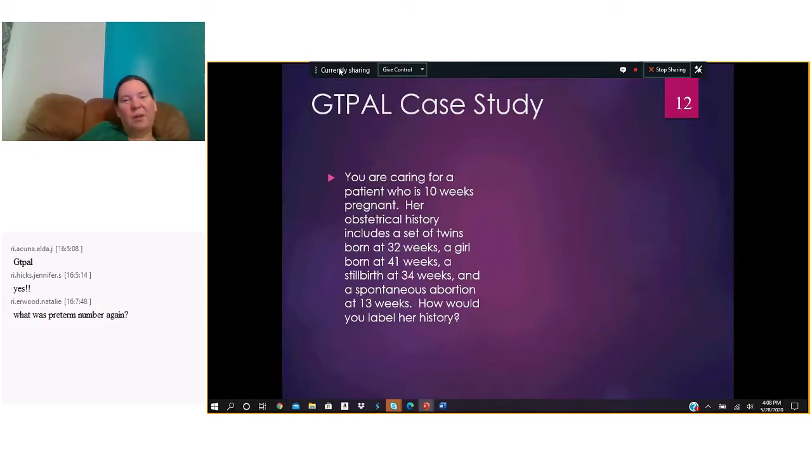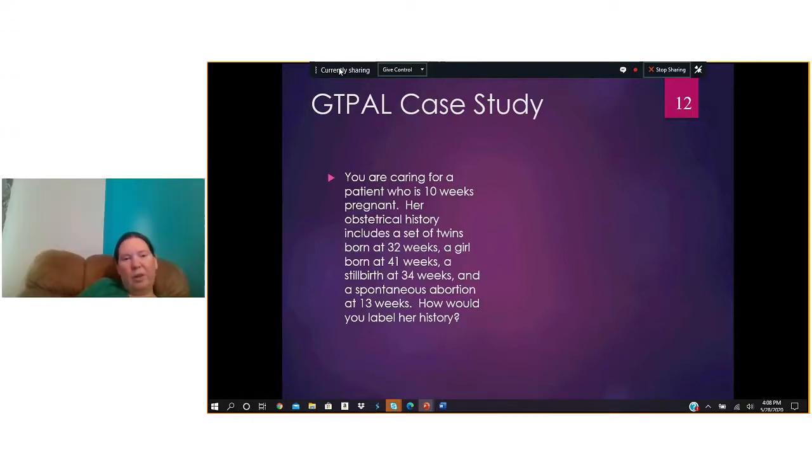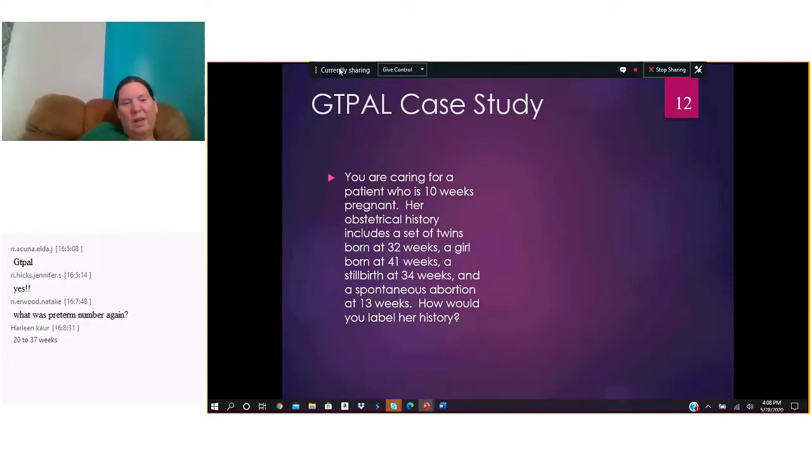So if you're caring for a patient who is 10 weeks pregnant, her obstetrical history, she's had one set of twins born at 32 weeks, a girl born at 41 weeks, a stillbirth at 34 weeks, and a spontaneous abortion at 13 weeks. How would we lay out her pregnancy based on the Gtp Alk system? So let's count up our G first. So I'll give you the answers.